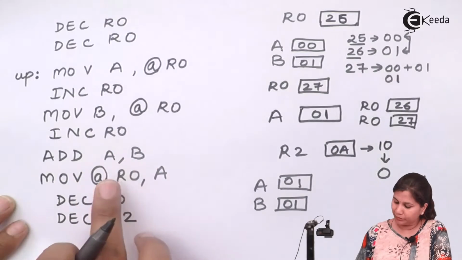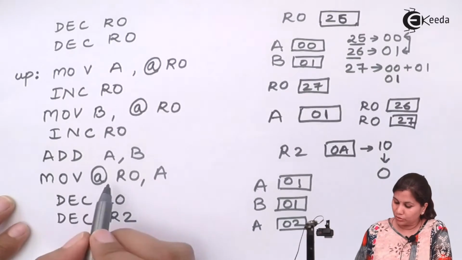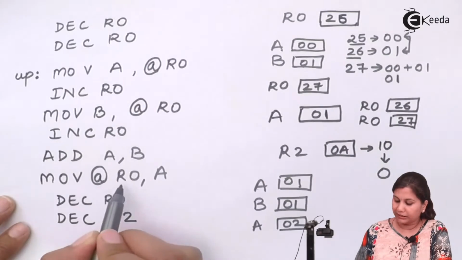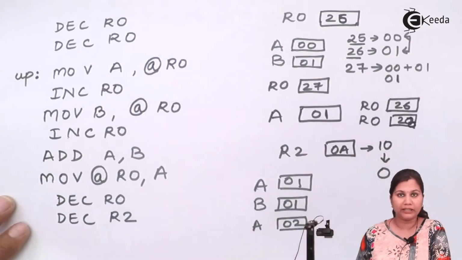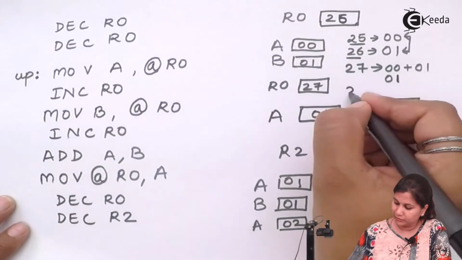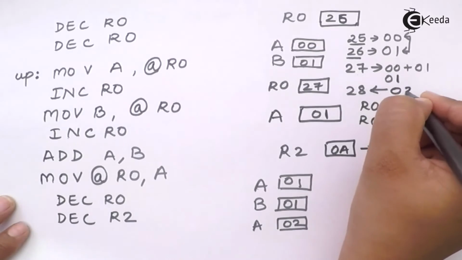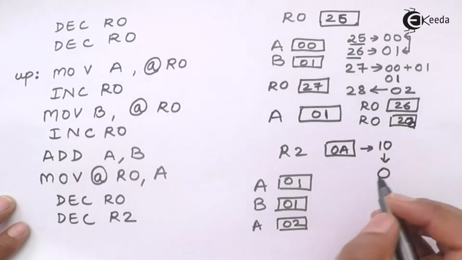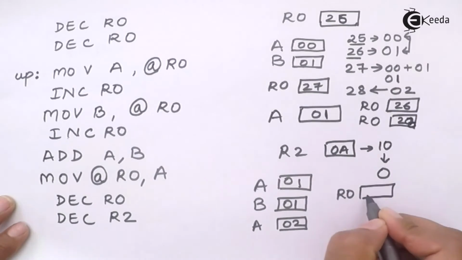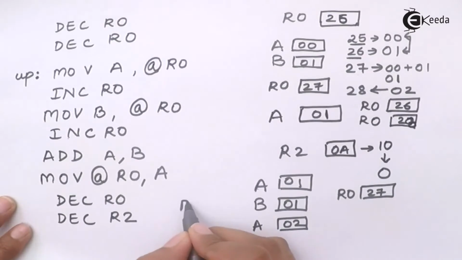Again, add A and B. The result will be in A. So 01 and 01 make 02. Whatever is in A, move that into the location pointed to by R0. R0 is incremented here, so now R0 has become 28. The accumulator will be stored at the 28 memory location, that is 02. Again decrement R0. R0 will become 27. The R2 register will be decremented. It will now become 8.